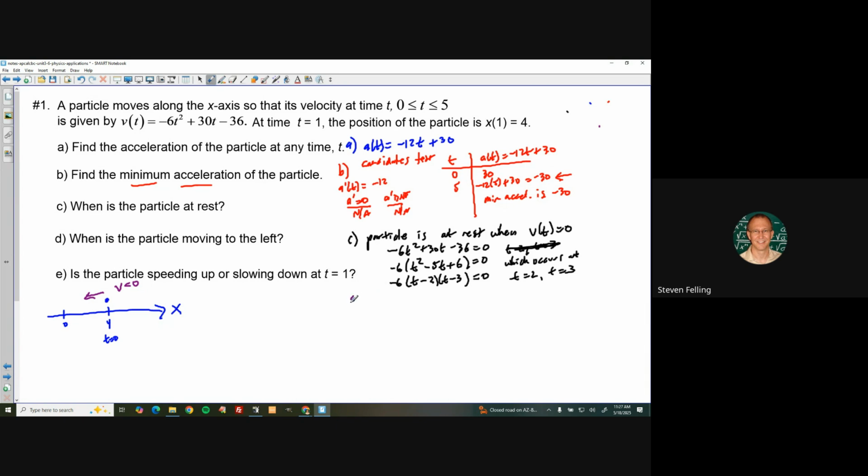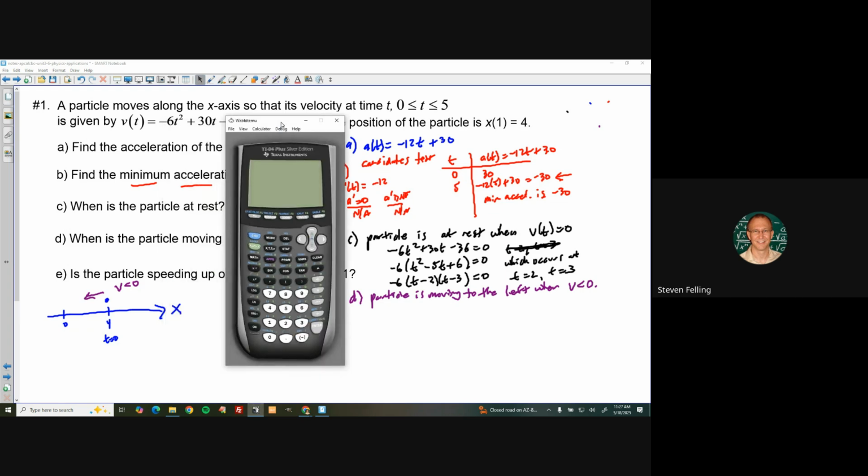So what I would do for answering D is I would say the particle is moving to the left when the velocity is negative, is less than 0. Now there are 2 ways we could solve this. If we have a calculator and we're allowed to use a calculator, we could graph the velocity function and find that this way. So let's do it that way.